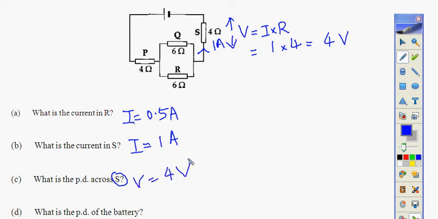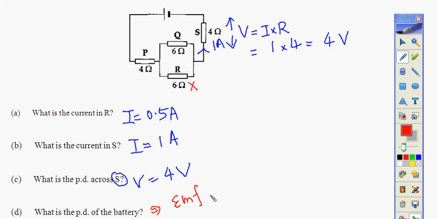Okay, let us now take a look at how we can solve part D. Part D looks for the potential difference of the battery, so it's looking for the EMF. EMF represents the total potential difference of all the individual components that are in series. P, Q, S are in series, so we can ignore the potential difference across R, because the potential difference across P and Q is the same.